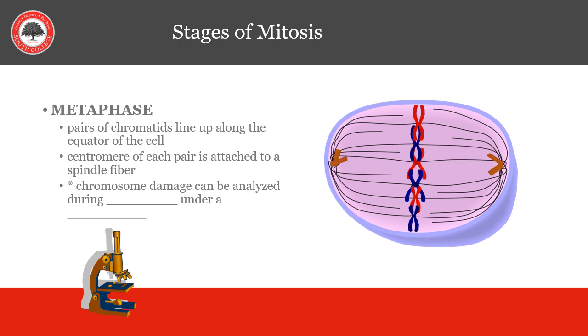So this is just a small version of what we have, of course, macroscopically, considering we normally can't see this at this level. And we can best analyze damage under a microscope during this phase. So chromosome damage can be analyzed during metaphase under a microscope. That's your 2 blanks there: during metaphase, under a microscope.